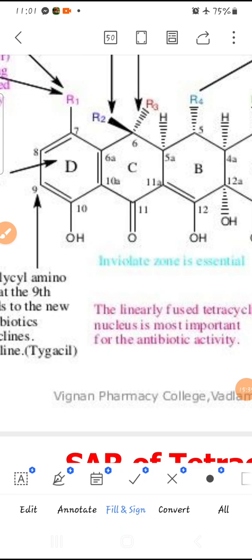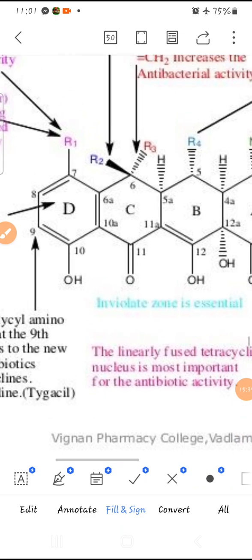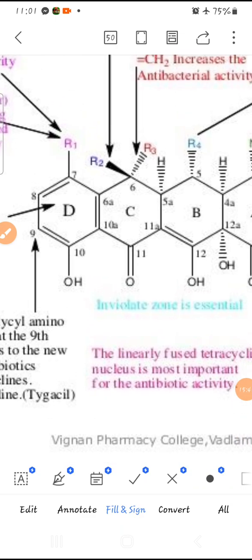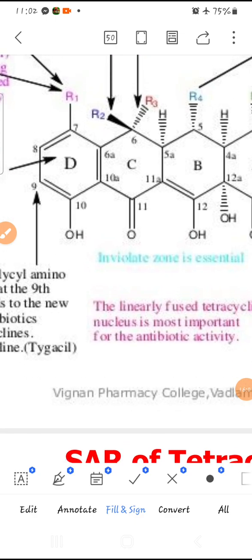As I said at the beginning, removal of the 6-hydroxy group, removal of the alkyl group found at the 6th position, will increase lipid solubility. It also increases stability and oral activity. If there is no hydroxy group and no methyl group at the 6th position, it will increase oral activity, stability, and lipid solubility.